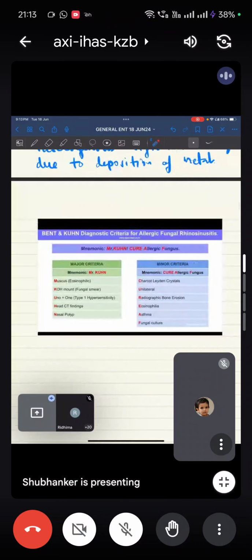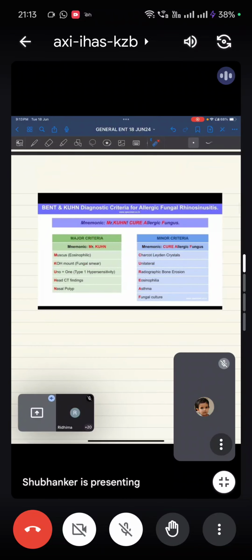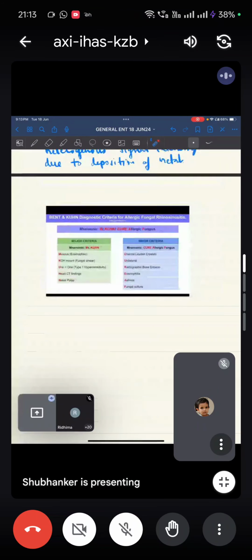Okay, so guys, this is your criteria. I copied it from Google itself, and I have one more mnemonic for this major criteria. I would like to share it with you people. Do you guys know who is Nana Patekar?